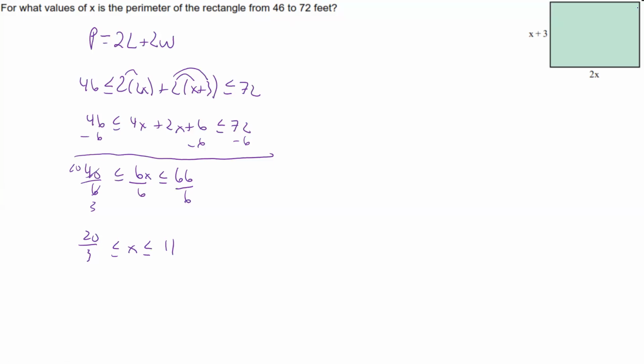And now it doesn't say what the length and width are, so we don't have to worry about that. All they want is these values. So we want the lower one to get to 46, the upper one to get to 72, and then everything in between will be there.